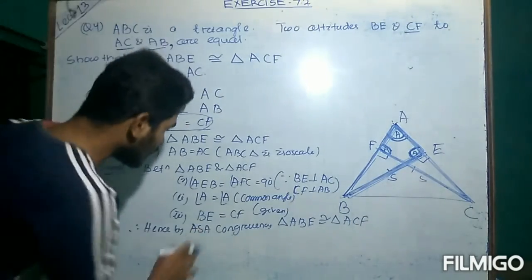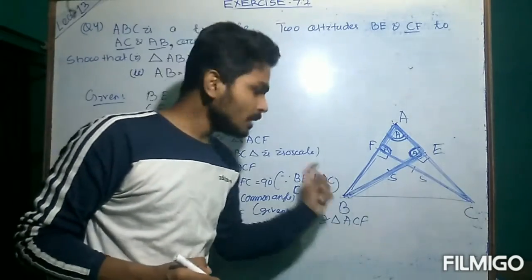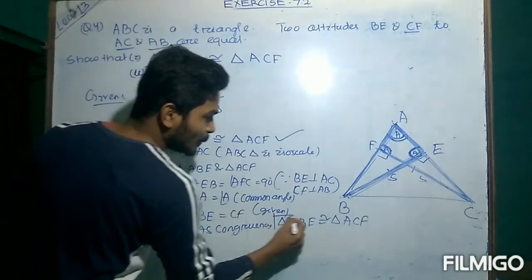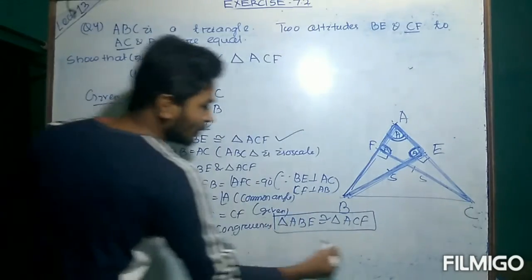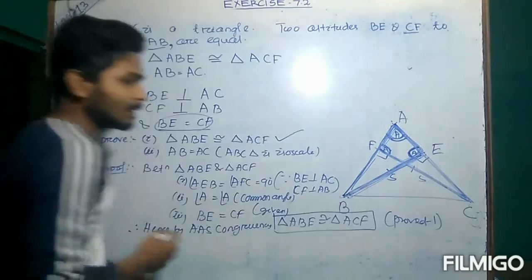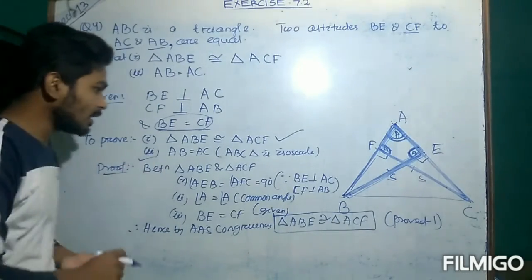So by AAS congruency, these two triangles become congruent, and we needed to prove it for the first statement, and it is now proved. Proved for the first statement. This is clear? Okay. Now let us move to the second proof.